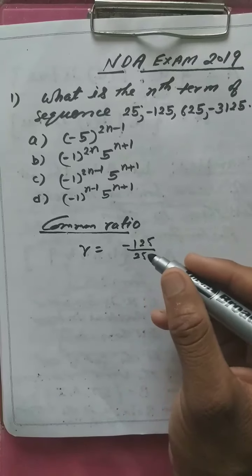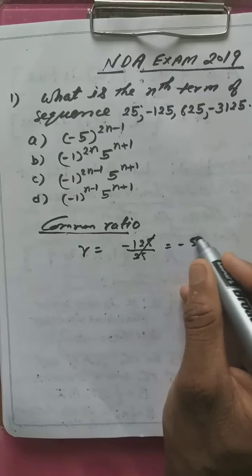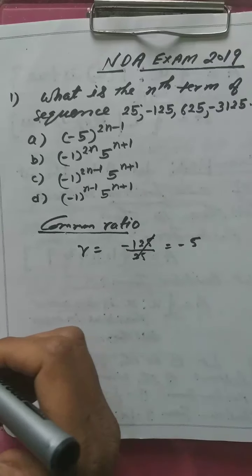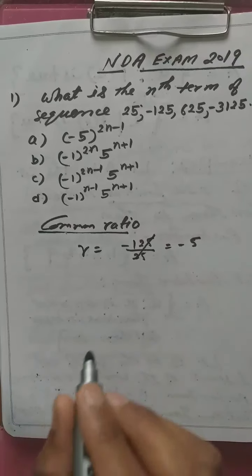125 divided by 25 is 5, with the sign, minus 5. Same way, if you divide 625 by minus 125, you will get minus 5. Same way, if you divide minus 3125 by 625, you will get minus 5. Now you have to find out the nth term.